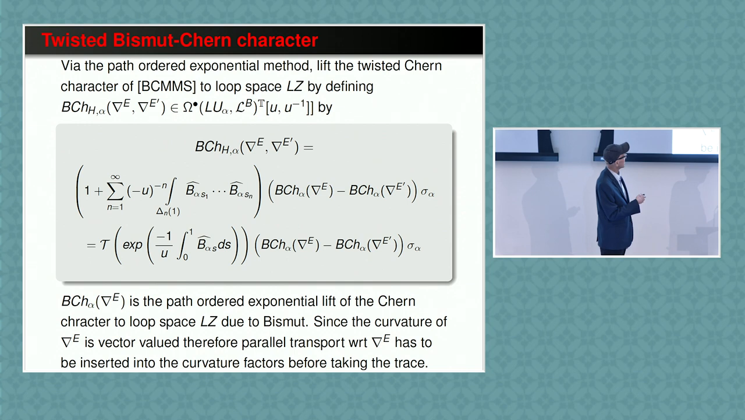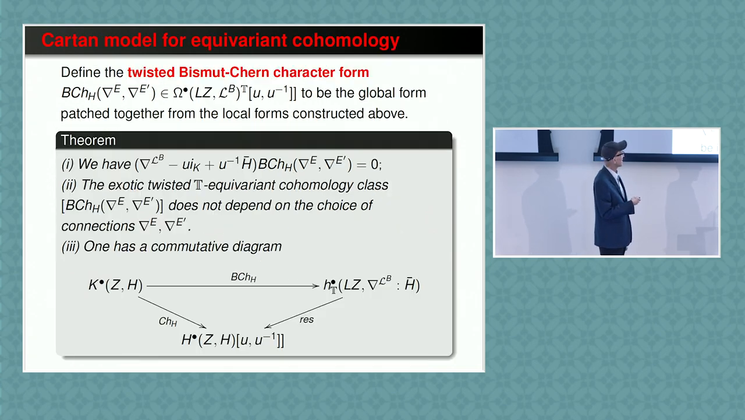So the path ordered exponential is used to lift the Chern character from the manifold to loop space. And in that way, you can get the twisted Bismut-Chern character as living inside this exotic differential forms on loop space.